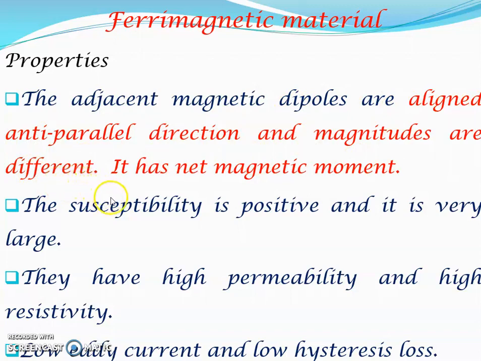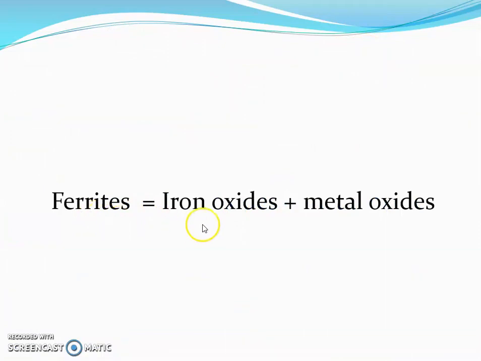It has net magnetic moment. The susceptibility is positive and it is very large. They have high permeability and high resistivity. There is a low eddy current loss and also low hysteresis loss in the case of ferrimagnetic material or ferrites. Usually ferrites are a combination of iron oxide and metal oxide, and we call them ferrites.